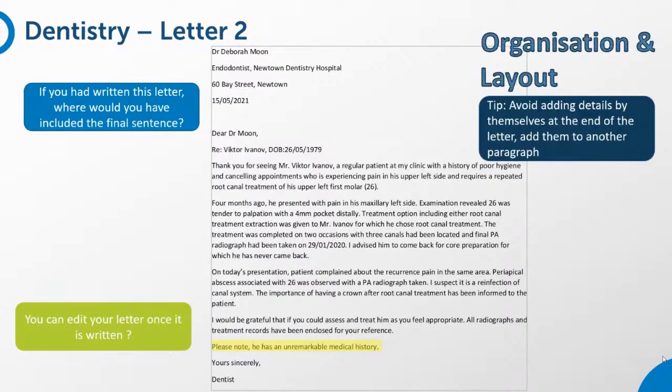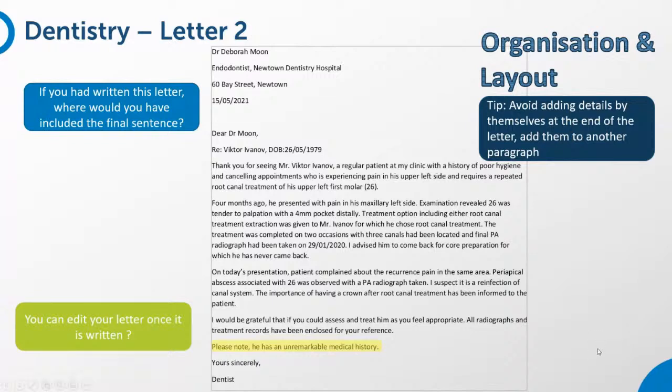its place. So a tip this time for organization and layout: try to avoid adding details by themselves at the end of the letter. If you think of something you want to add once you've written everything else, you can edit your letter using arrows if you're writing on paper, or by typing it into the place where you need it to go. And that's the better way than ending up with a sentence all by itself.